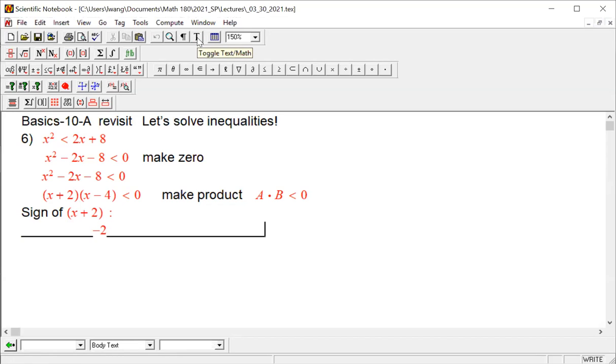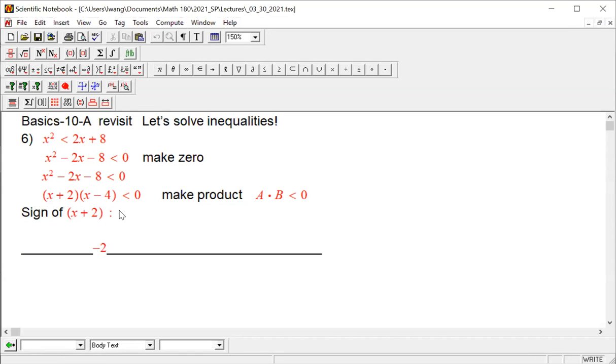Sign changes, right? We understand sign changes, right? So I'm not going to go over that all over again. So for x plus 2, when x is less than negative 2, they're all negative. At negative 2 it is 0. After negative 2 it is positive. You guys follow me? Do you still remember this? I hope you haven't forgotten. Okay? And then you work with the sign of x minus 4.